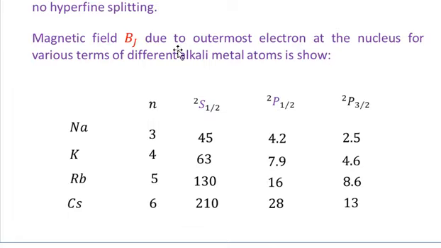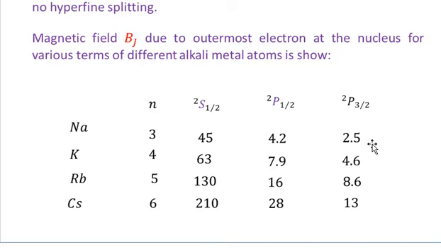The magnetic field Bj, due to the outermost electrons at the nucleus, for various terms of different alkali metal atoms is shown. So you see that in this table, I am giving you the value of Bj for different alkali metal atoms and for different states of the alkali metal atoms. For example, for sodium, when it is in the state n equal to 3, the terms are 2S1/2, 2P1/2, and 2P3/2, and the value of the magnetic field Bj for the 2S1/2 of sodium is 45 Tesla. For 2P1/2 it is 4.2 Tesla, and for 2P3/2 it is 2.5 Tesla.